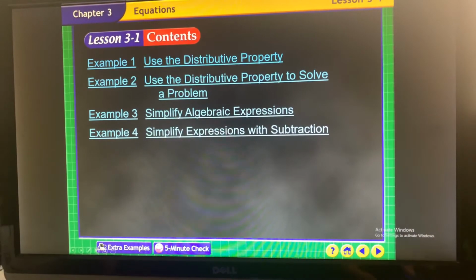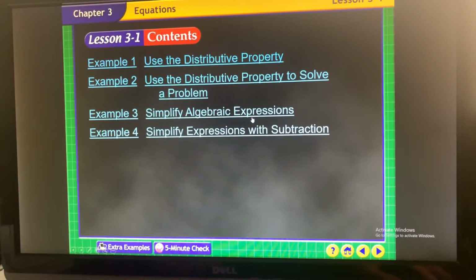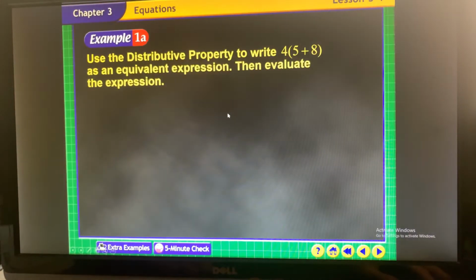So using the distributive property and then simplifying algebraic expressions. Remember in previous lessons I taught you that algebraic expressions means no equal sign. All right, we're going to use the distributive property to solve this. So basically all you're doing is, first of all, I want you to realize how to read this. It says 4 times the quantity of 5 plus 8, okay?